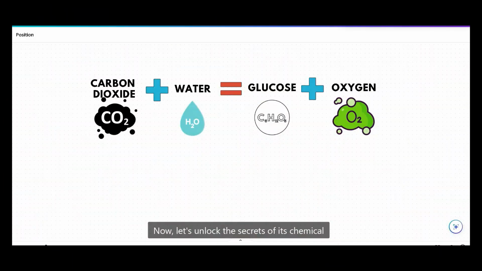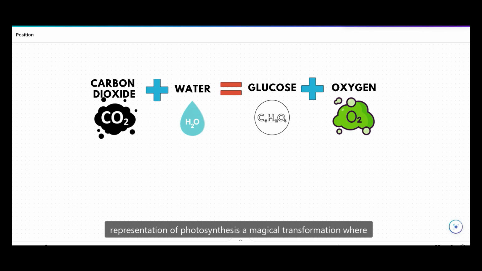Now, let's unlock the secrets of its chemical harmony by balancing the equation that sustains life on our planet. Here, we have the symbolic representation of photosynthesis, a magical transformation where carbon dioxide and water combine to form glucose and release oxygen as a byproduct. As mesmerizing as this equation is, it's currently imbalanced, and our task is to restore harmony using the laws of conservation. I have written the chemical formula for each of them.